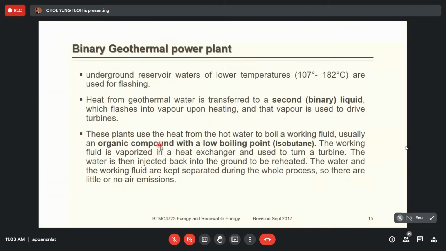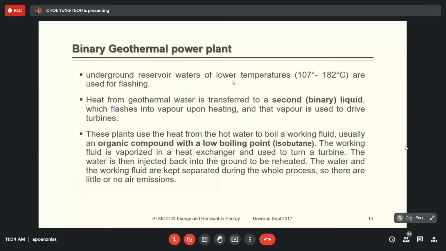For example, here it says that they use an organic compound with a low boiling point, which is isobutane. Isobutane here can also be pentane, butane, something like this, a different type of compound. And this we use to drive the turbine. So it means that at this temperature, 107 to 182, we are not able to achieve superheated steam, but we are able to achieve a superheated condition for this binary fluid. Remember that to run the turbine, you must use superheated steam. And this concept, or this cycle, we can call an organic Rankine cycle.